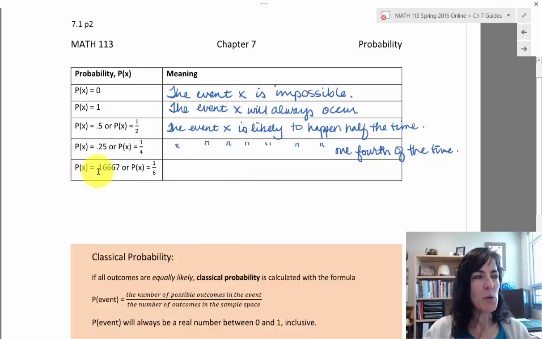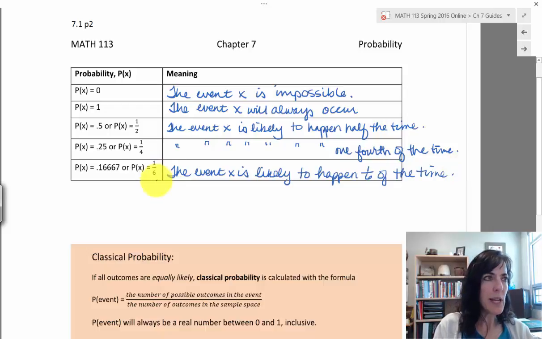P of X equals 0.1667 or P of X equals 1/6. If I take 1 divided by 6, I do get 0.166 repeating, and I just picked a certain number of decimals, 5 in this case, and rounded to the 5th decimal place. And since a 6 was following, this bumped up to a 7. This means that your event is likely to happen 1/6 of the time.